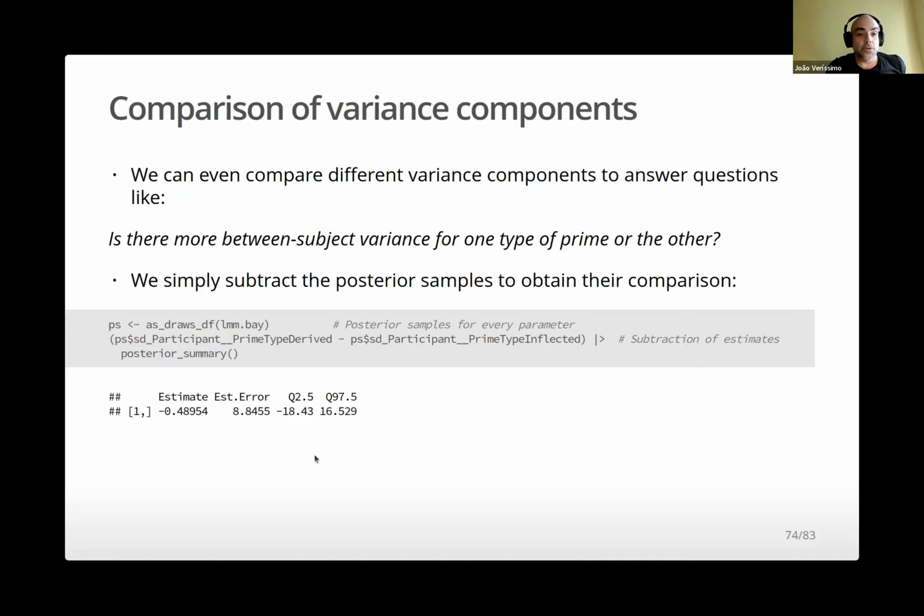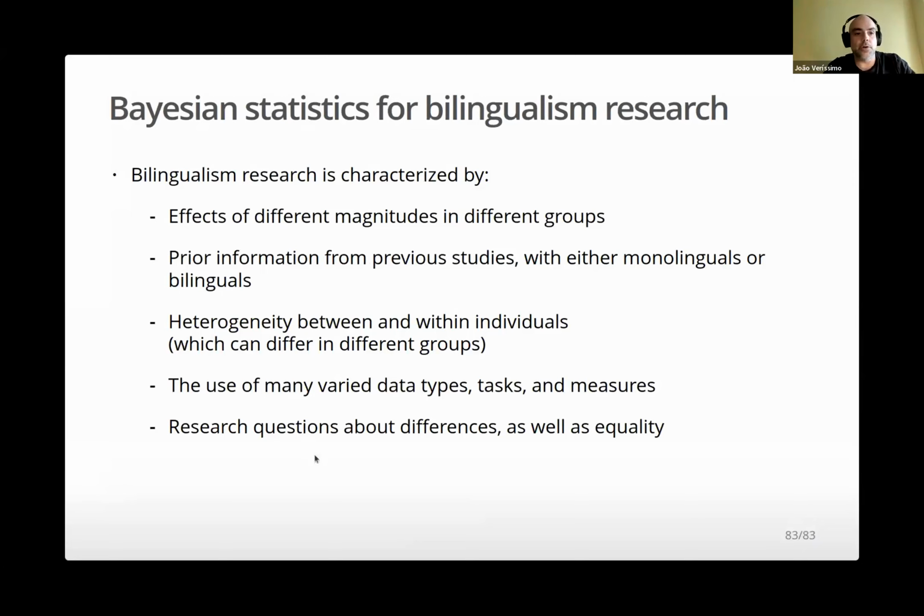I hope to have convinced you that indeed some of these advantages are very, very useful. I'm just going to conclude by mentioning specifically for bilingualism research why these advantages can be very, very useful. One, of course, is that we are usually trying to figure out what happens in different groups, from L2 speakers, different proficiency levels, heritage speakers, whatever it may be, different types of bilinguals. And so oftentimes we are very interested in this notion of the magnitudes of effects.